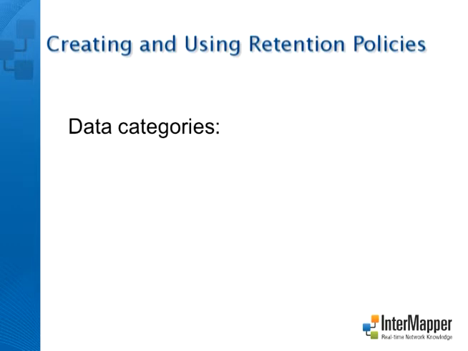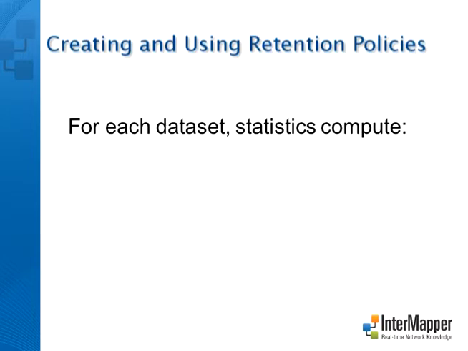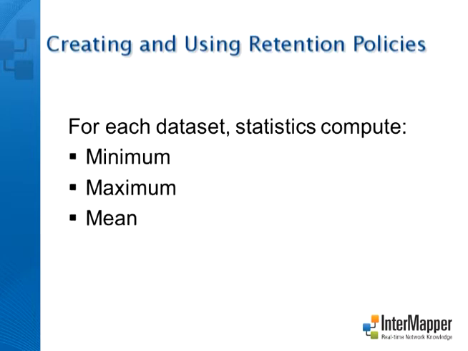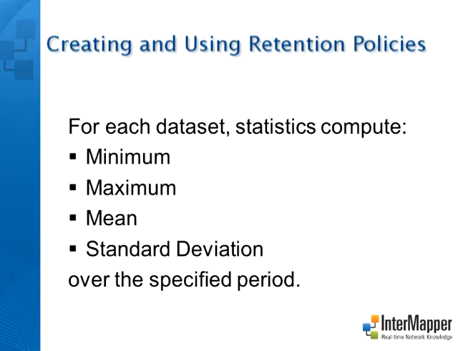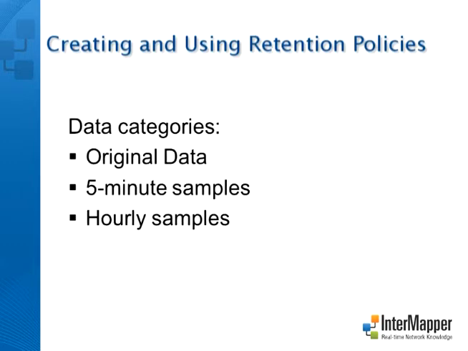You can create retention policies that specify how long you want to retain data in each category. Original data is the entire set of raw data values collected by the Intermapper server. 5-minute samples are statistics computed over 5-minute sets of raw data. They include the minimum, maximum, mean, and standard deviation across all the values in each 5-minute period. These are computed as the data comes in so you can see up-to-date statistics at any time.